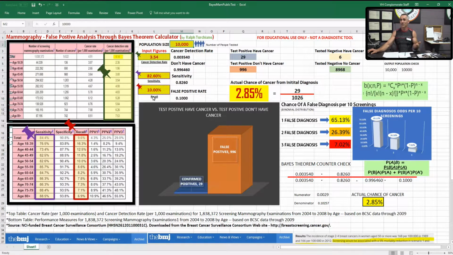Look at the range. So what, for every 1% recall, you have about 8%. For every 8% increase in sensitivity, there's a 1% increase in recall. All right, so we keep our population at 10,000. So let's increase our sensitivity. Now watch the test positive have cancer, test negative have cancer change. So we go, let's say 92.6.